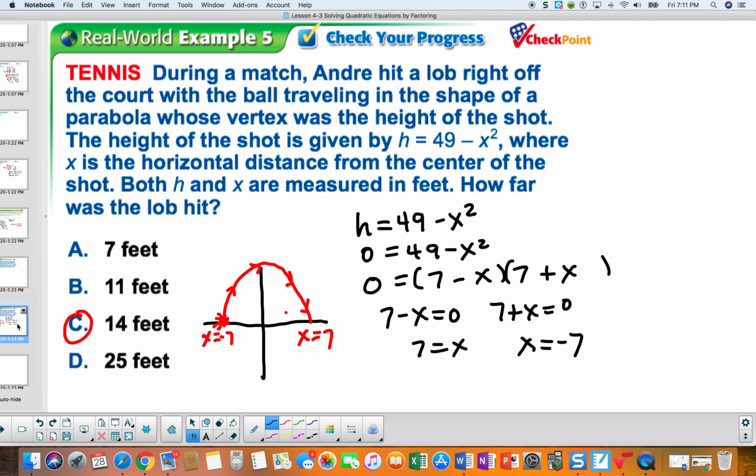And here's the answer. I actually graphed this. This is the graph. And over here, it starts at -7, and over here is 7, the other intercept. They want to know how long that lob's going to go. A lob is when you hit it right off the court, and the ball goes up and then comes down. So the question is, how far did it travel sideways here? Well, it traveled 7 here and 7 here, so that'll be 14.